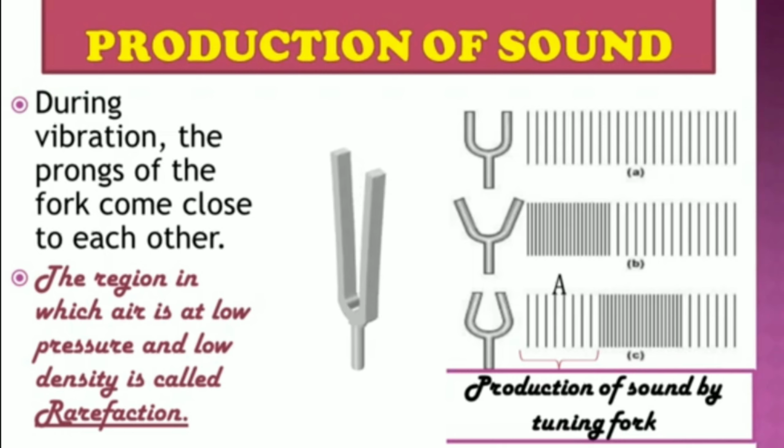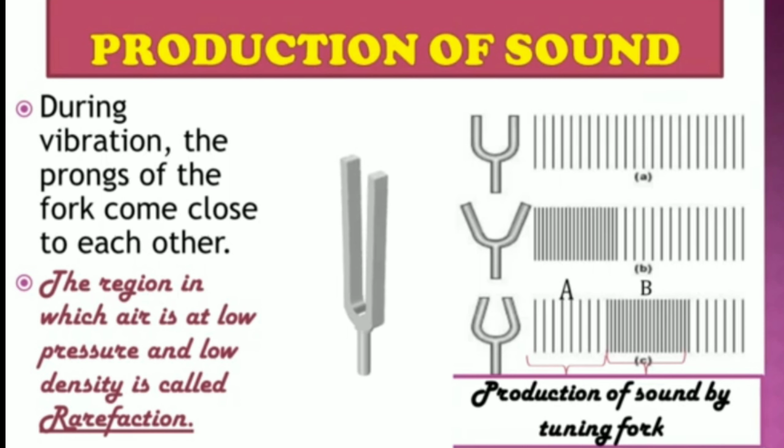If during the vibration, the prongs of the tuning fork go away from each other, as shown in figure 15.2, the air outside the prongs is compressed and the pressure there increases. Such a state of high pressure is created in region A in the figure. The region in which air is at high pressure and high density is called compression.